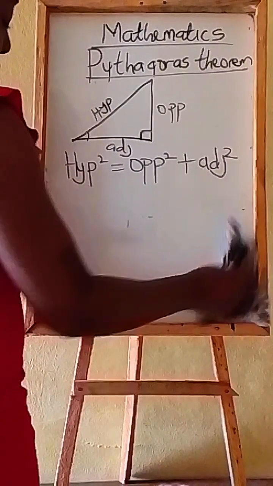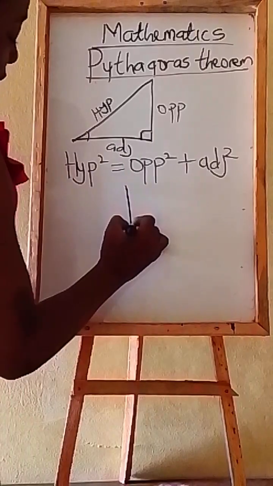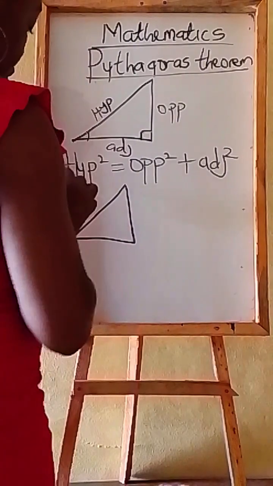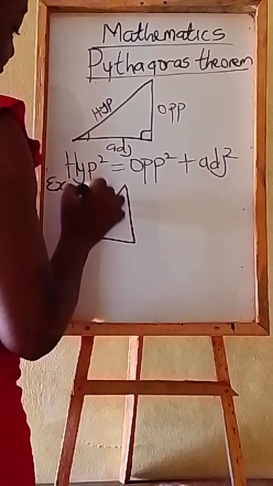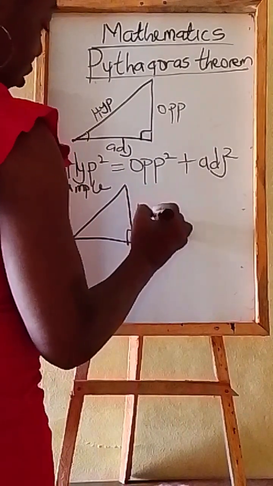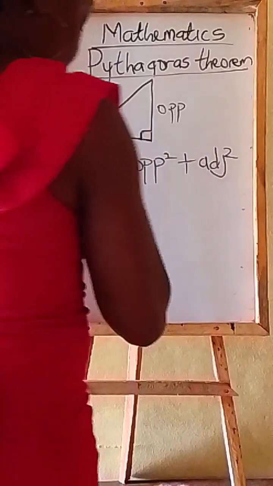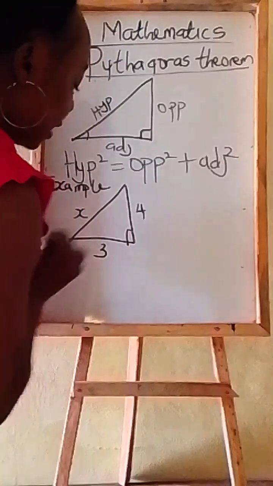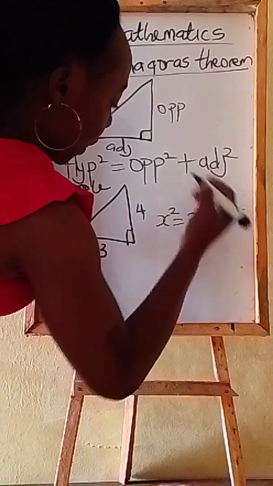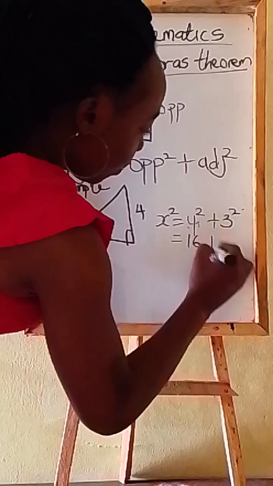So, let's assume we have something like this. We have an example. We have 4 and 3. We have to find this side, s. So what do we do? The longest side, s squared, is equal to 4 squared plus 3 squared, and that is 16 plus 9.